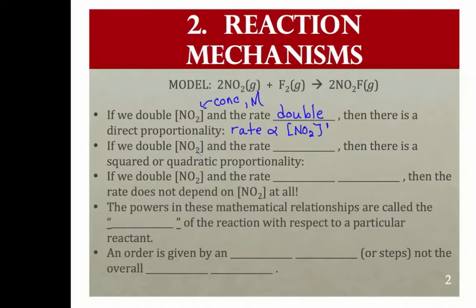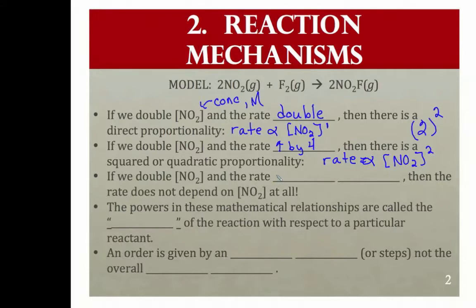Now, if we doubled NO2 and the rate quadruples or increases by a factor of 4, then we would say that our rate is proportional to, let's just keep that proportionality in there, NO2 squared, right? Because if you double it, 2 represents doubling, and if we square it, that's the impact, then our rate would increase by 4.